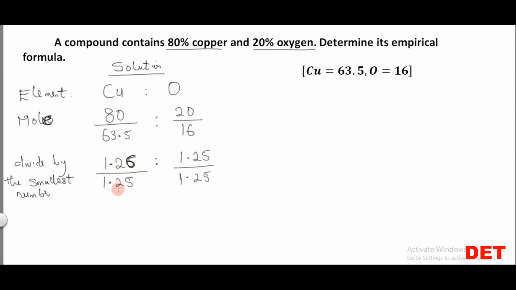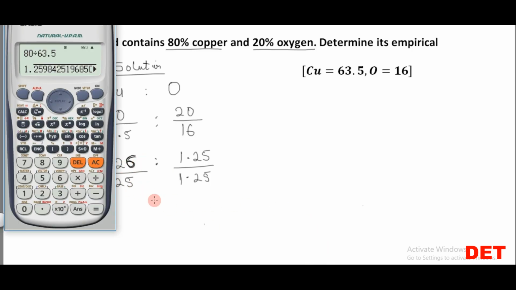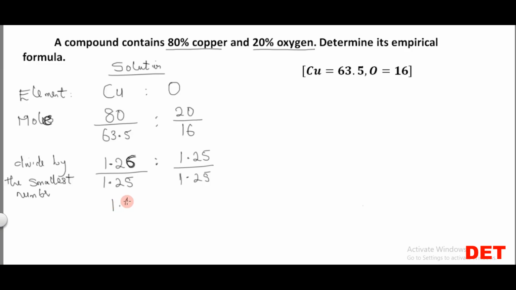So 1.26 divided by 1.25 will be equal to 1.008. So that's 1.008 ratio. 1.25 divided by 1.25 will give us 1. So this is approximately 1 ratio 1.